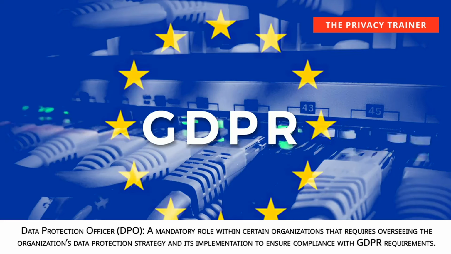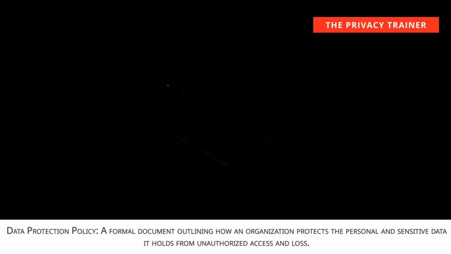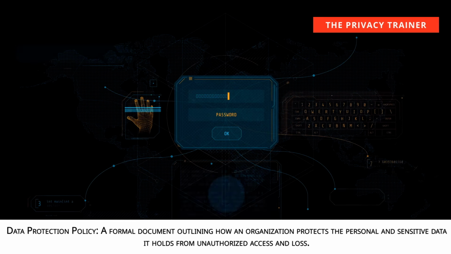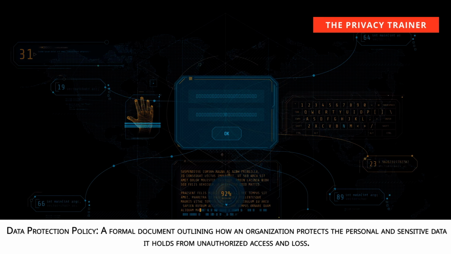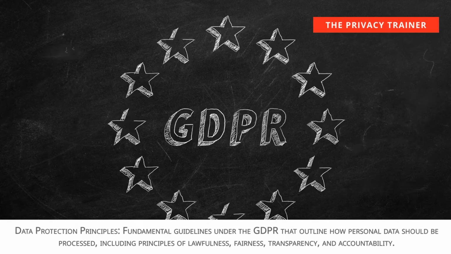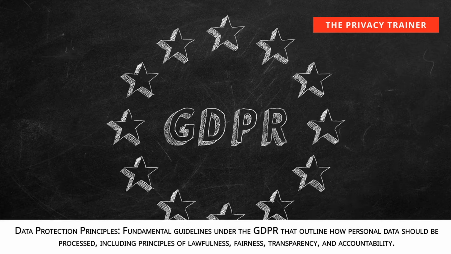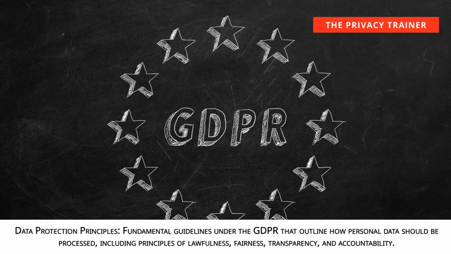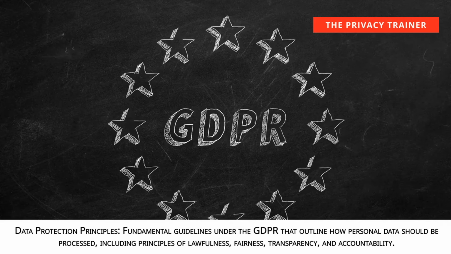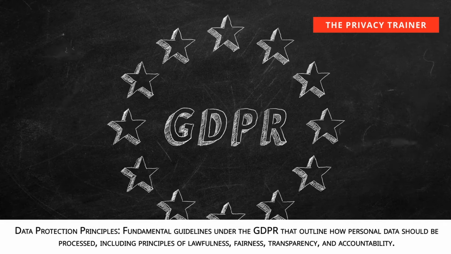Data Protection Officer, DPO, a mandatory role within certain organizations that requires overseeing the organization's data protection strategy and its implementation to ensure compliance with GDPR requirements. Data Protection Policy, a formal document outlining how an organization protects the personal and sensitive data it holds from unauthorized access and loss. Data Protection Principles, fundamental guidelines under the GDPR that outline how personal data should be processed, including principles of lawfulness, fairness, transparency, and accountability.